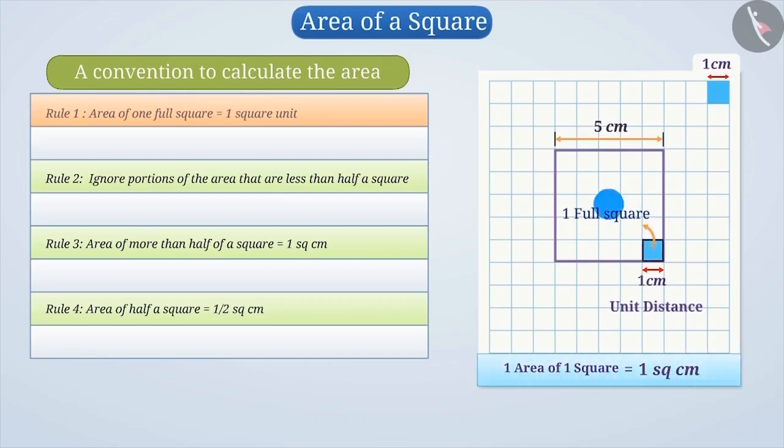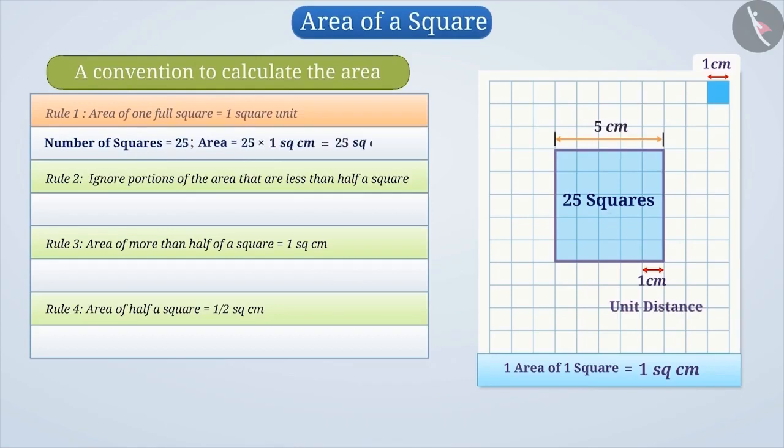In the square shown, we observe that the total number of squares are 25. Since the area of one full square is 1 square centimeter, we can say that the area enclosed by 25 squares is 25 multiplied by 1 square centimeter is equal to 25 square centimeter.